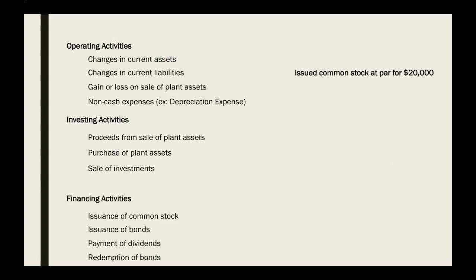Now, issued common stock at par for $20,000. So we take a look over at all of our activities, and we see under financing activities, issuance of common stock. So this is a financing activity. Now, why is it a positive? Well, if we issue common stock, and people give us money for it, that means that our cash is increasing, right? Our cash is increasing here by $20,000. So we would add that under our financing activities.